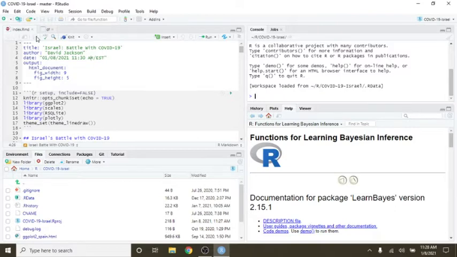Today is Friday, January 2021. It's the waning 30 minutes of the morning. I'm getting ready to run my report on COVID-19 for the country of Israel.